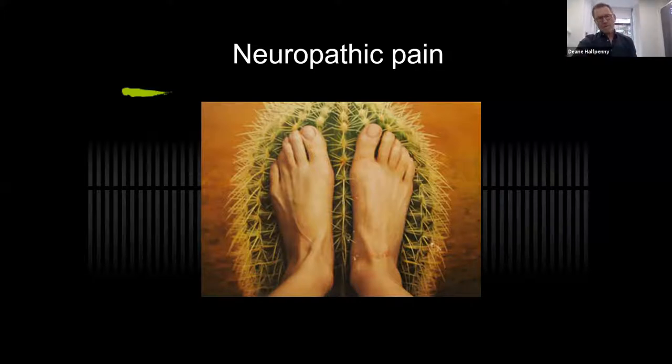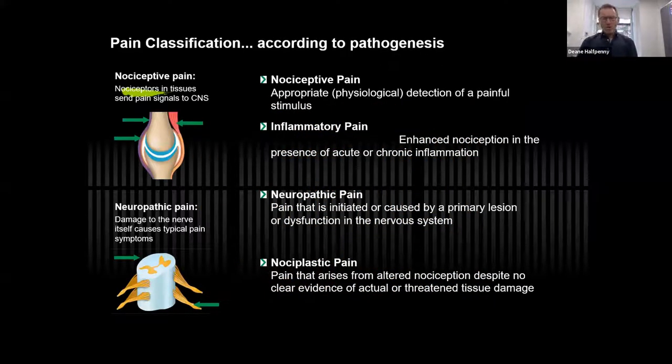This is a great picture because really, you know, it's sharp, it's unpleasant, it's unpredictable. And so, you know, it's not something you'd wish on your worst enemy, to be honest. Just a quick update on different pain pathways and what they mean. Now, I want to talk about nociceptive, inflammatory, neuropathic and nociplastic pain.